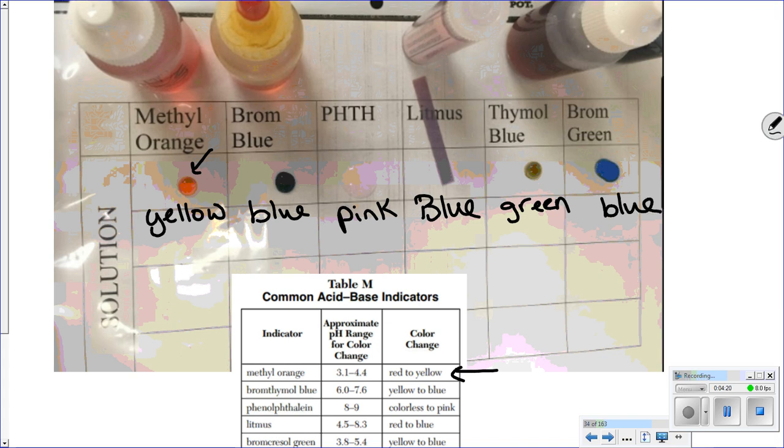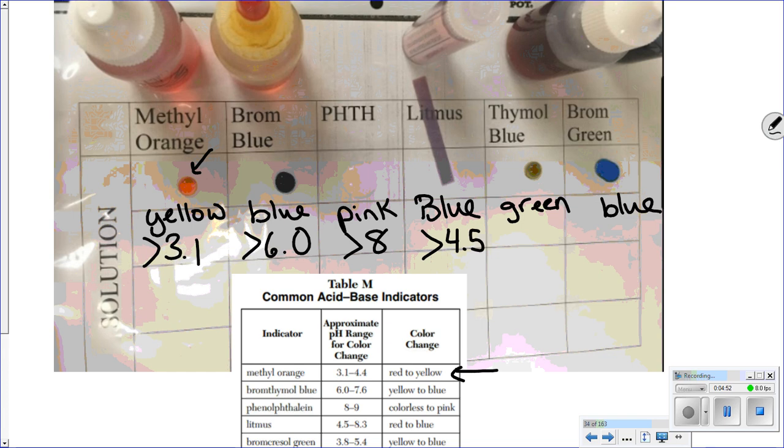Now, what this tells me is methyl orange is indicating that the solution has to have a pH of greater than 3.1. Could be, it's probably greater than 4.4, but we don't know. My bromothymol blue is indicating that I have to have a pH greater than 6.0. My phenolphthalein is indicating that I have to have a pH greater than 8. My litmus is indicating that I have to have a pH greater than 4.5.